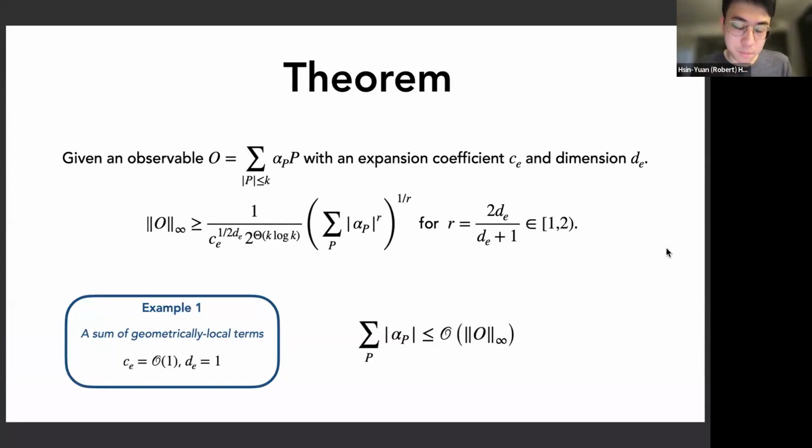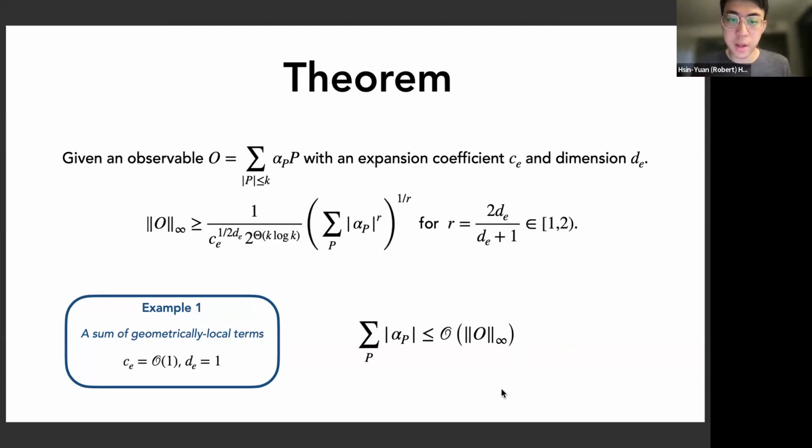So let's look again at what this theorem becomes in different cases. Suppose that the observable can be written as the sum of geometrically local terms. Then previously, we've seen that the dimension will be equal to 1, and the coefficient will be a constant. If we plug everything back into this theorem, then the 1 norm of these alpha p coefficients will be upper bounded by the spectral norm of O, which, if we consider some constant spectral norm, would be bounded by a constant. This essentially means that the observable written in terms of its Pauli decomposition will be sparse.